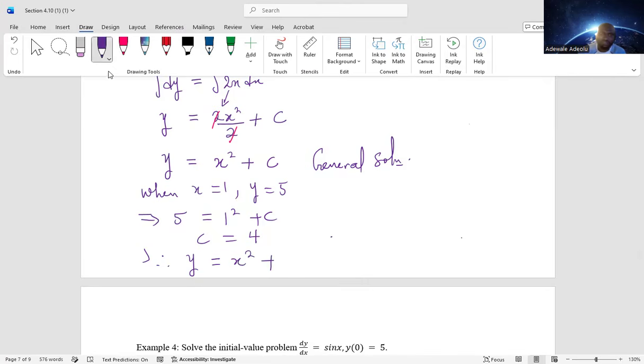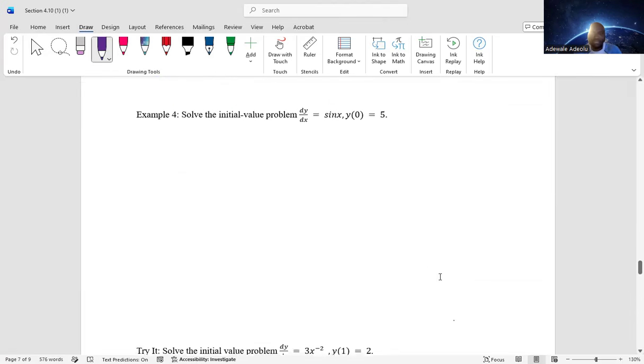this is the simplified one. So y equals x squared plus c. Our c is 4. So this is a particular solution. In this case, we know exactly that function. So guys, that is as simple as that. What about this? Well, no problem.